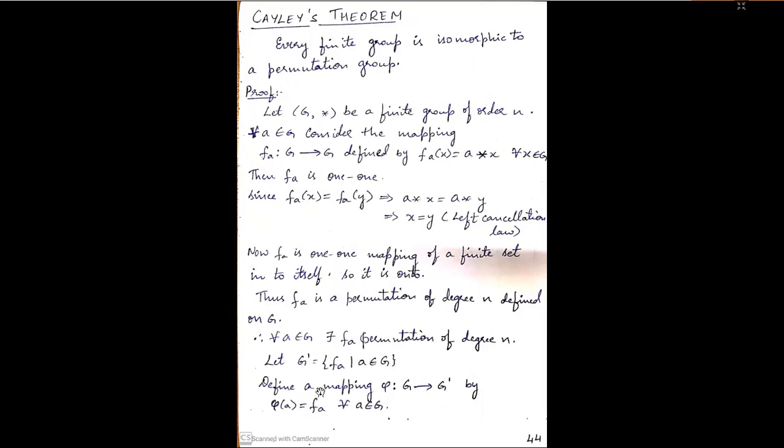Now I define one more map. You need to prove that G is isomorphic to G'. This is called a permutation group because it has all permutations. Now to check whether G and G' are isomorphic, we define a mapping. Define a map phi from G to G' by phi(a) = f_a, where elements of G are of the form a, b, c, and so on, for all a belonging to G.